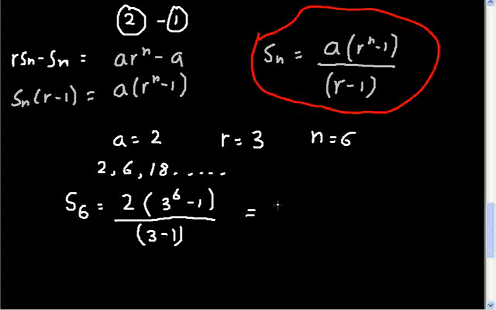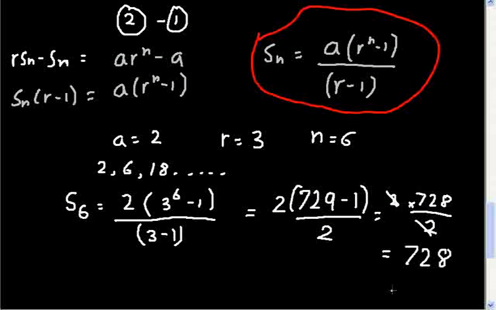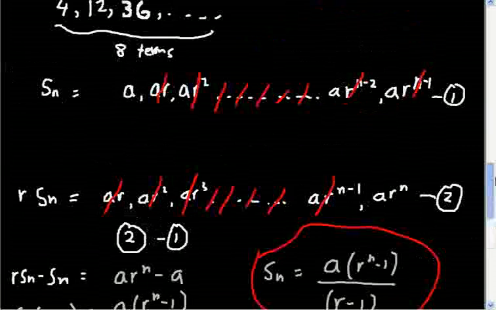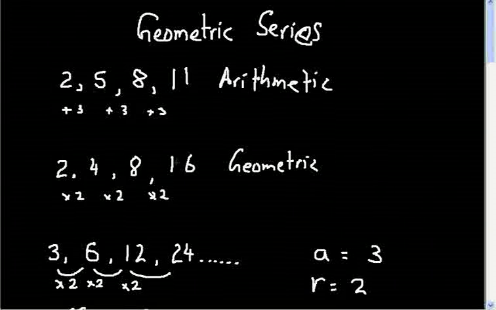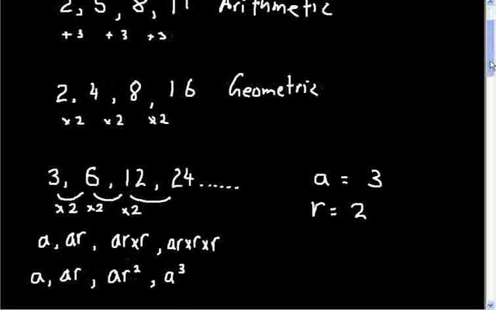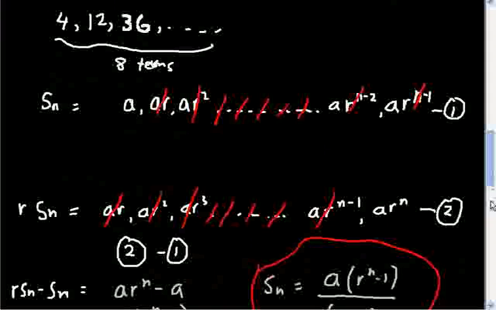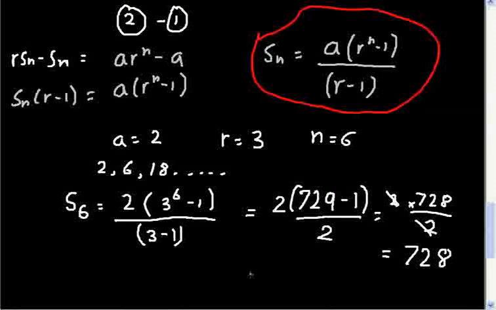If you solve this, you'd get the sum of the first 6 terms. If you solve that, you get this result, and the next step is this. So you've just ended up with 728. So that's just a quick introduction on geometric series, how to find a certain term of a geometric sequence, and also how to find the sum of terms up to a certain term.